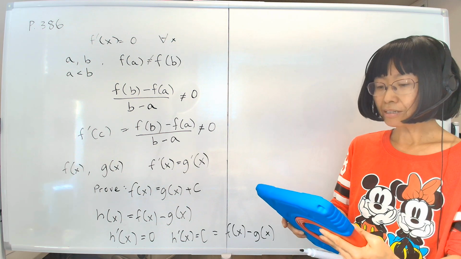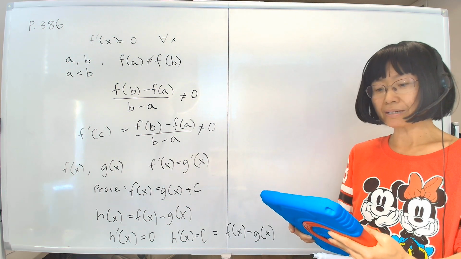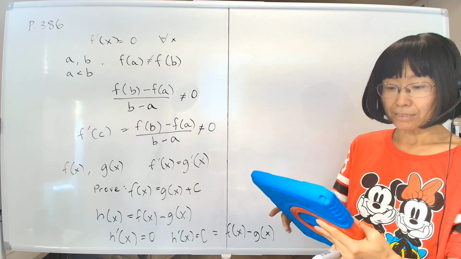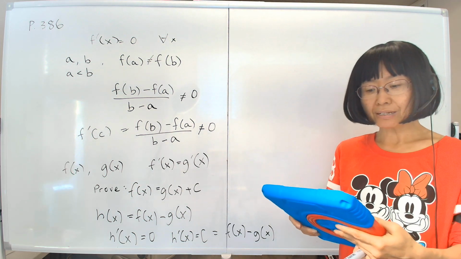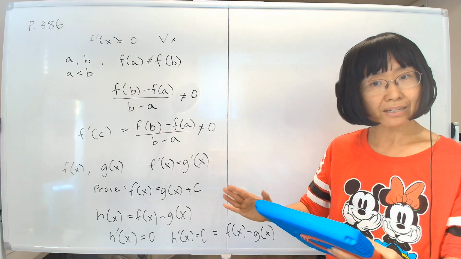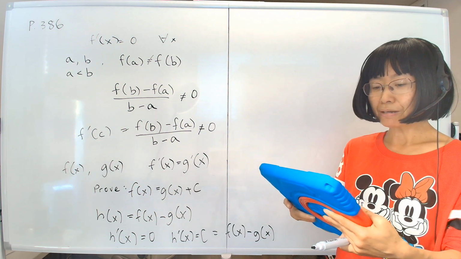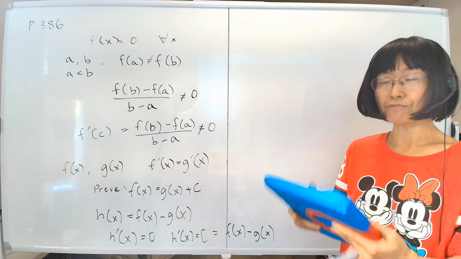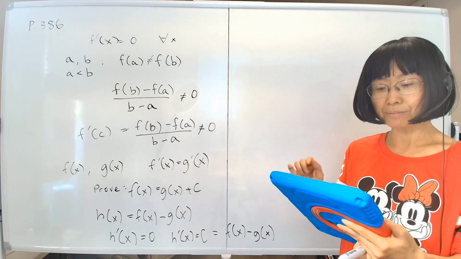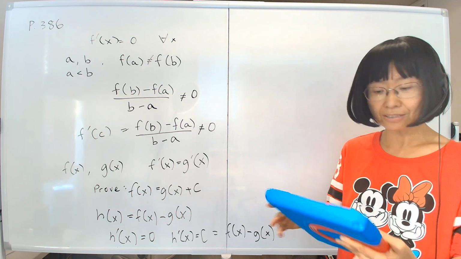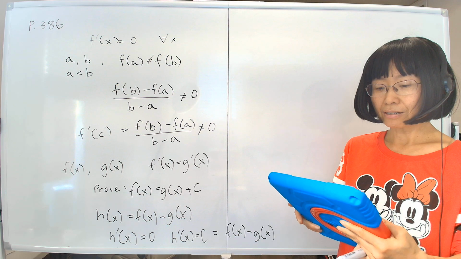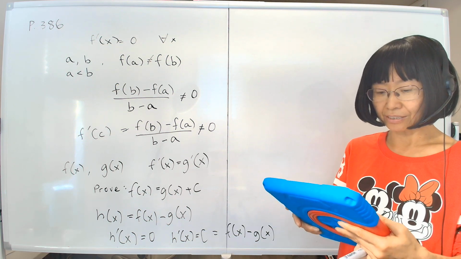Let's see. Corollary 3 says, let f be continuous. This is on page 387. Next page. So let f be continuous over some closed interval [a, b] and differentiable over the entire interval. If f prime of x is bigger than 0 for the entire interval, then f is an increasing function. Similarly, if f prime of x is less than 0 for the entire interval from a to b, then f is a decreasing function.